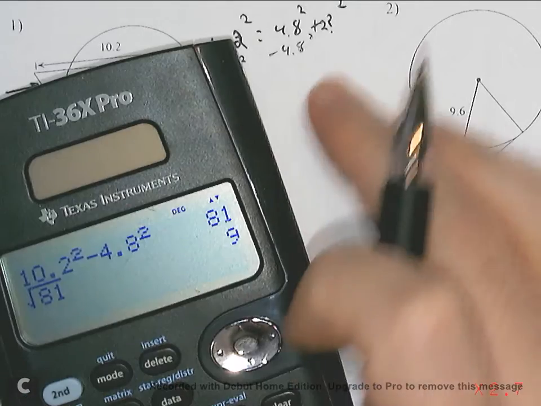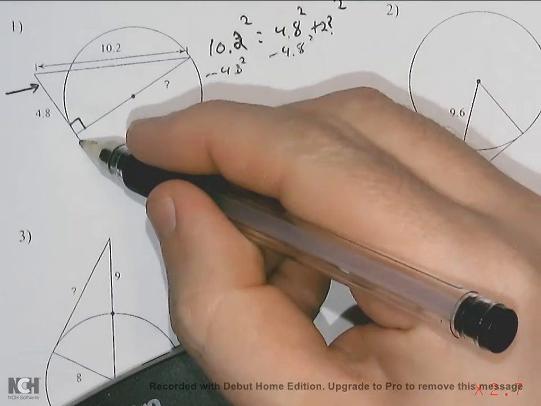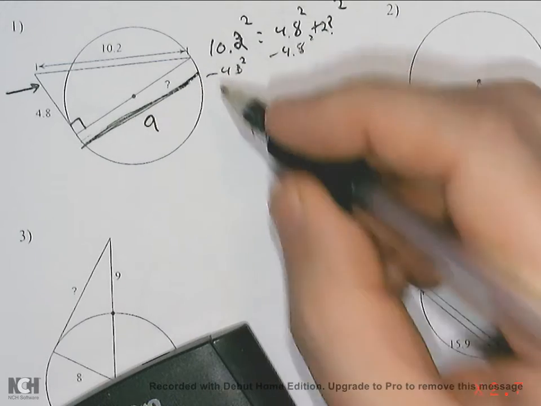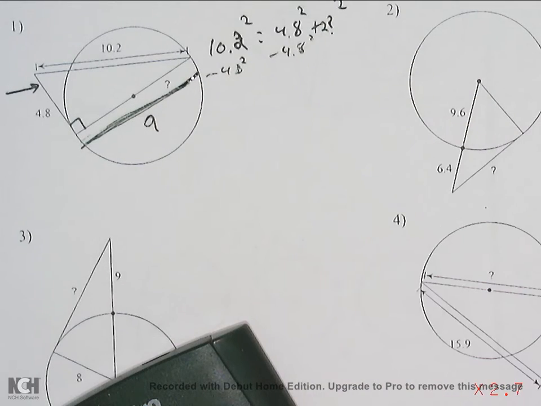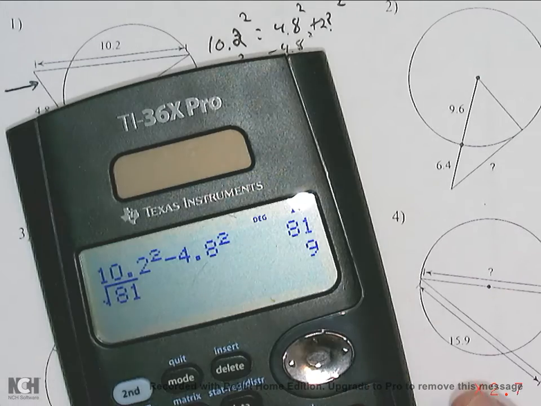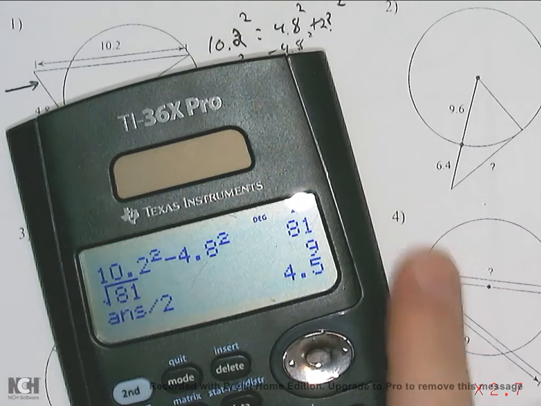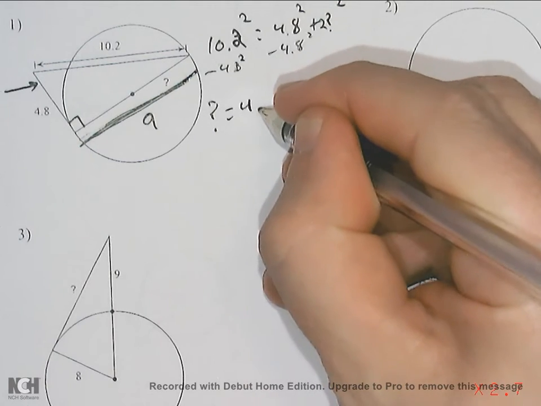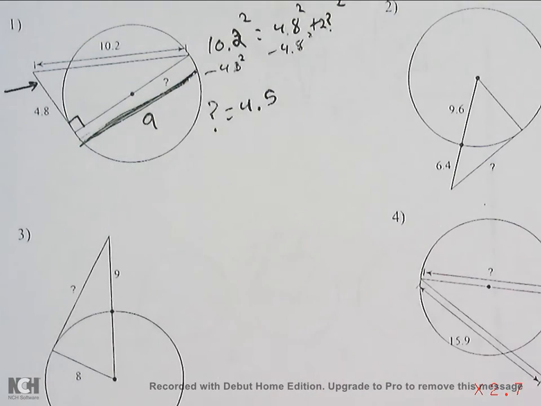And then I still am not quite there, because this entire length is 9. And I want half that length, right? I just want the radius. So then I would divide that by 2. And question mark is going to equal 4.5. Okay, let's try another one.